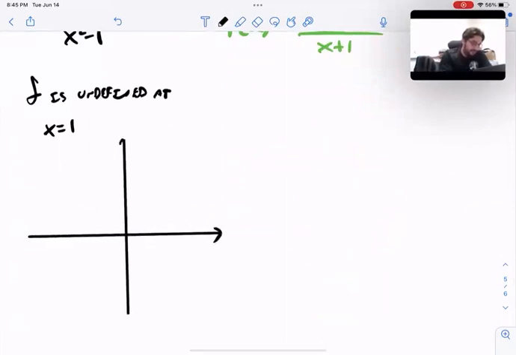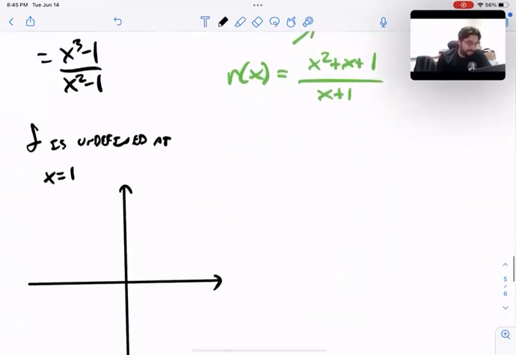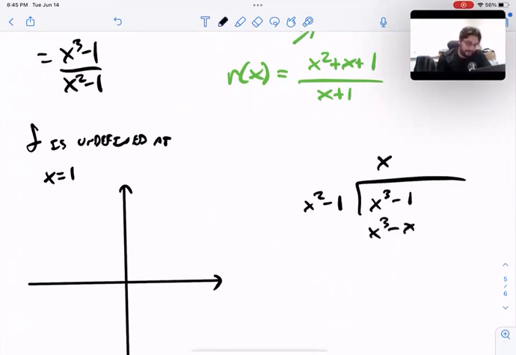This f is x cubed minus 1 over x squared minus 1. You could do the long division to get the asymptote, right? So you could say, okay, this goes in x times, and I get x cubed minus x, subtract this off. So I get remainder x minus 1, right?